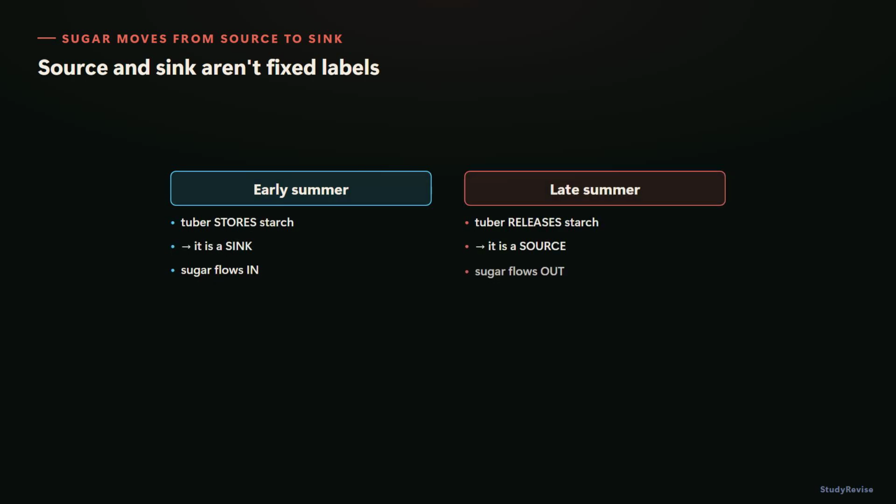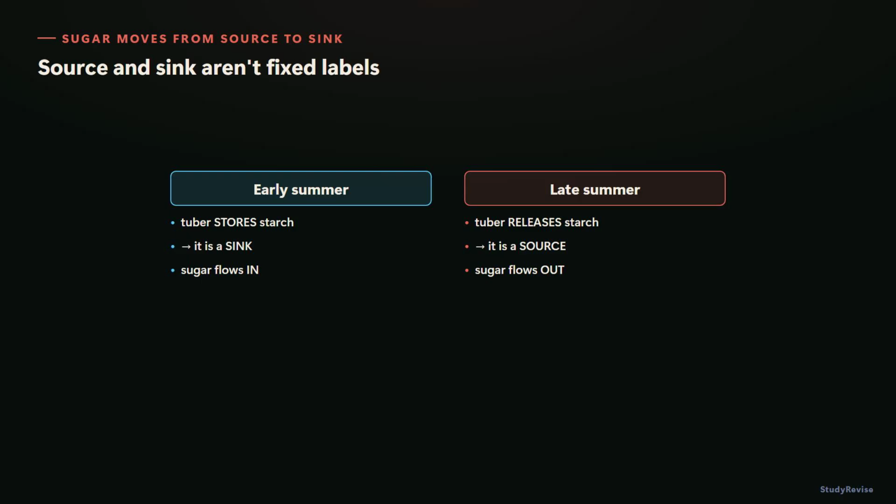That 2-way movement in the phloem has a name, translocation, and it only makes sense once you understand 2 words, source and sink. A source is anywhere sugar is being made or released. A leaf actively photosynthesizing is almost always a source. A sink is anywhere sugar is being used up or stored. A growing root tip, a developing fruit, a storage organ filling up. Sugar moves from source to sink, full stop.